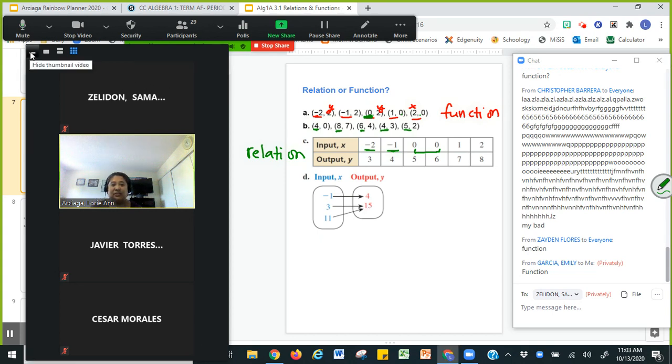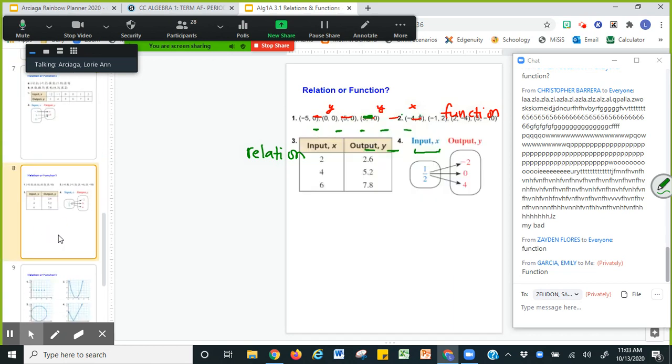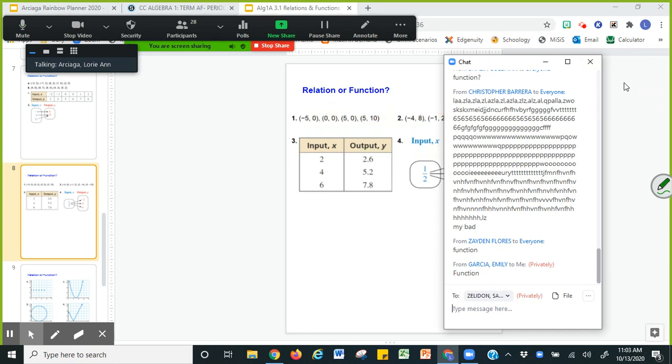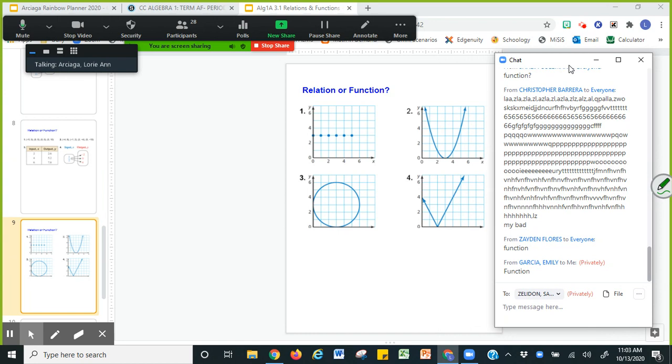Okay, let's try another one before we go. This is almost the same, so I'm gonna skip that. Let's go to slide 9 instead. Here we go. You're gonna tell whether it's a relation or a function.